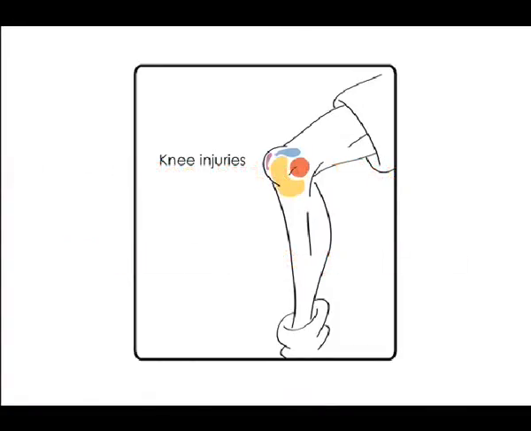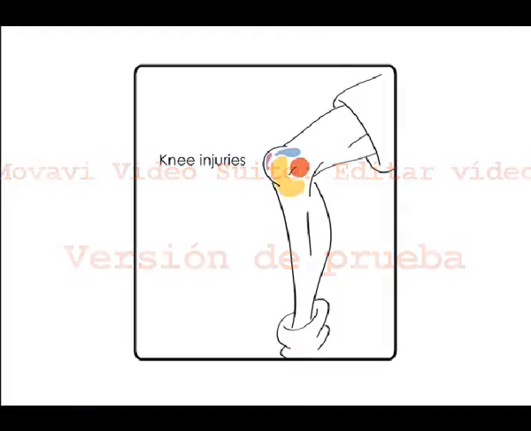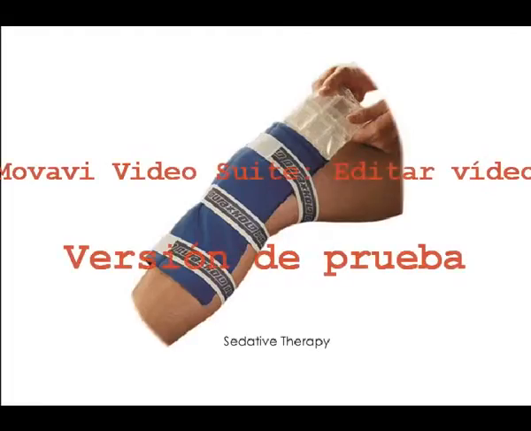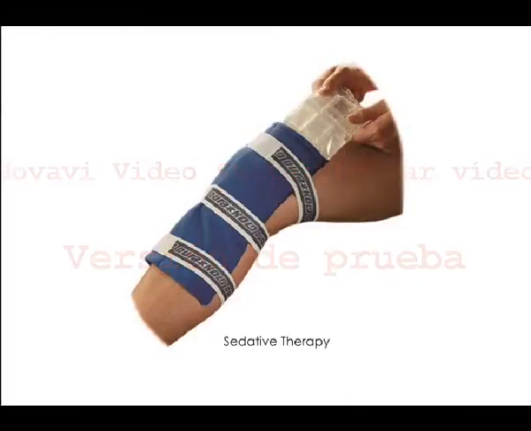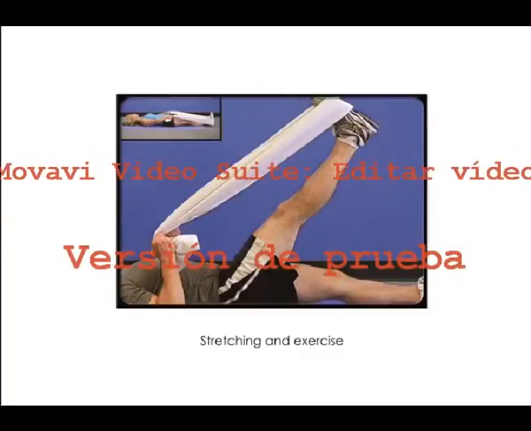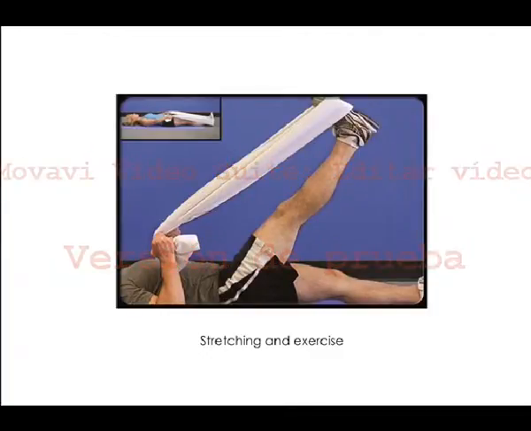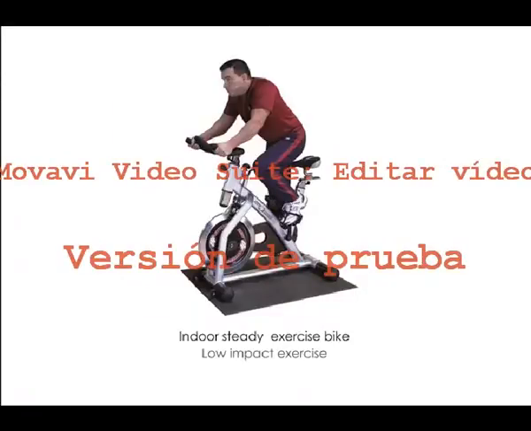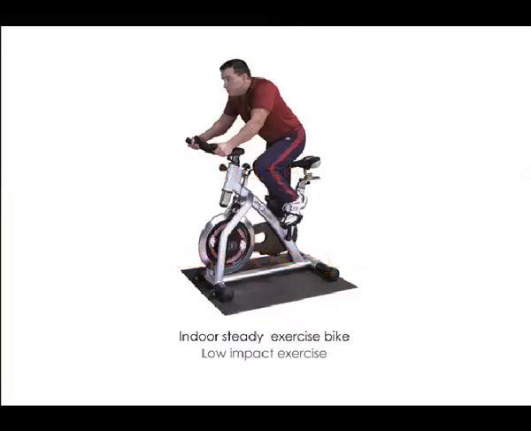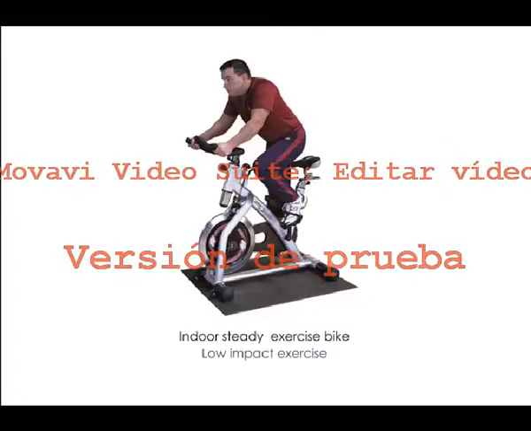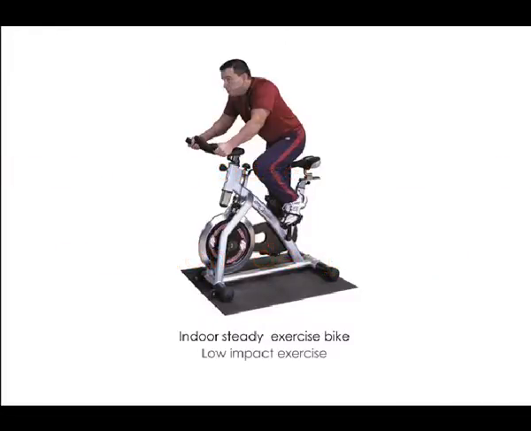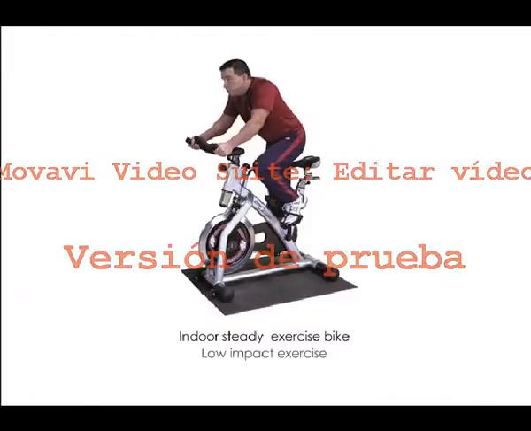Let's talk about the knee recovery process. It basically consists of three steps: sedative therapy, which consists in preparing the muscles and joints for the recovery exercise; stretching and force exercise, which slowly introduces the patients into force exercises, gradually increasing the required strength and difficulty; and finally, the exercise stage, where the patients are slowly exposed to normal exercise to obtain a normal state of the knee. In this stage, an indoor steady exercise bike is used to do low impact exercise for the knee.